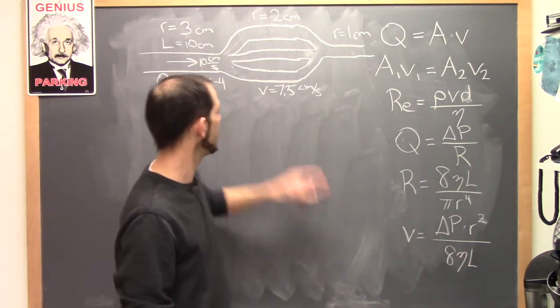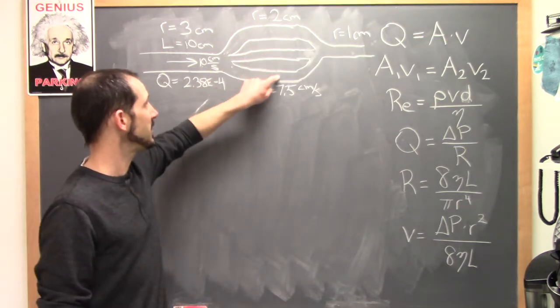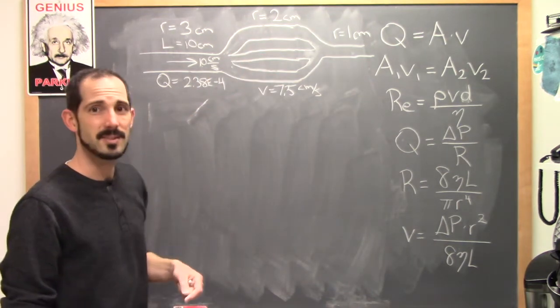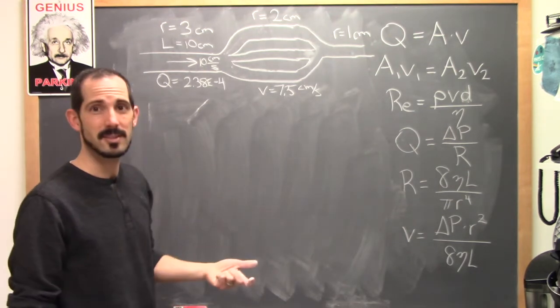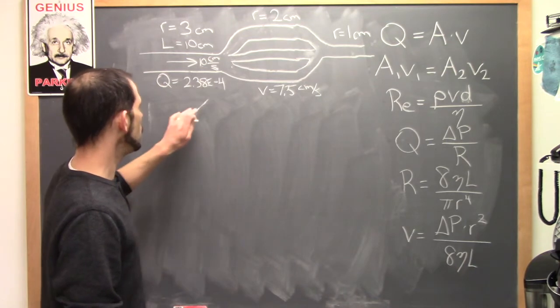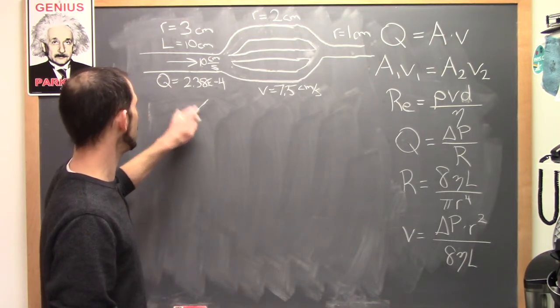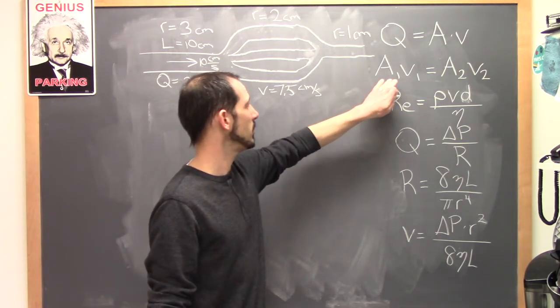So this way was calling on symmetry, but let's say each of these was a different radius, for instance. I don't think I'll do that to you in this class, but that is certainly a type of problem that we should be able to solve. So using continuity, let's say we know this flow rate, and this idea of A1 V1 equals A2 V2.